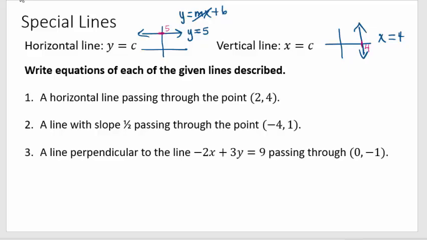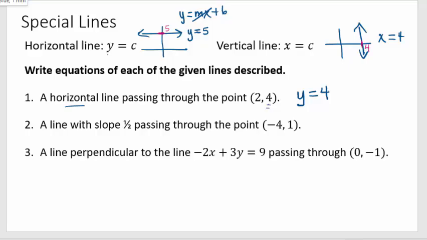So we want to write equations of each of the given lines. Number 1, a horizontal line passing through the point (2, 4). Okay, so knowing that horizontal lines have equation y equals some constant, and recognizing what the y-coordinate of this point is, would be the same for all of the points on that line. Then our equation is y equals 4.